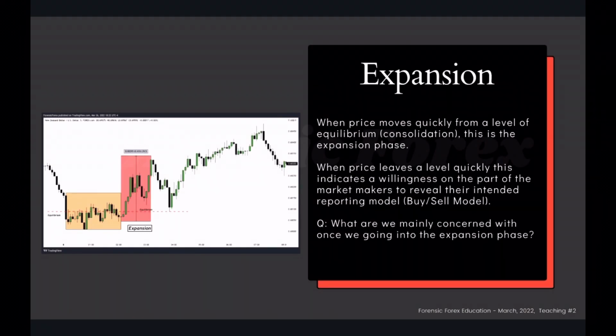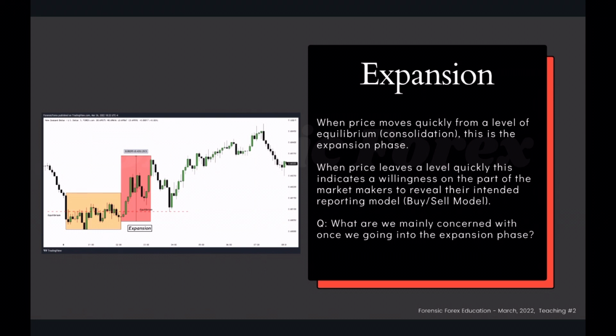When price moves quickly from a level of equilibrium, this is the expansion phase. When price leaves a level quickly, this indicates a willingness on the part of the market makers to reveal their intended repricing model, whether that may be a buy model or a sell model. Now, a question that we're going to answer later on in the video is, what are we mainly concerned with once we are going into the expansion phase?